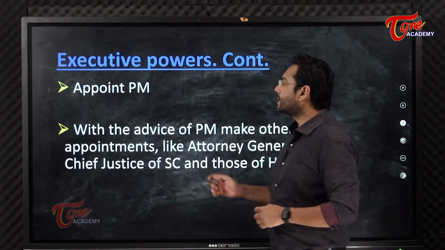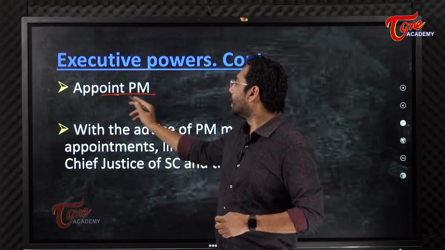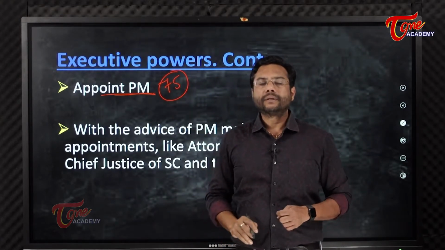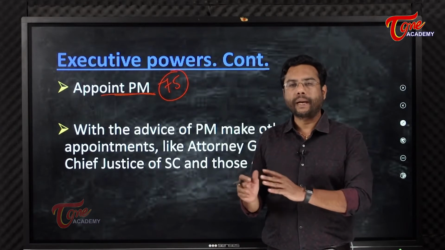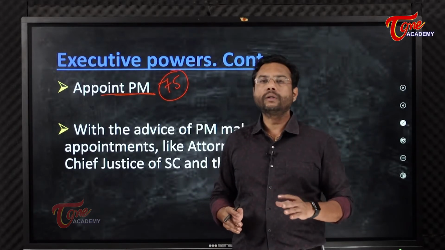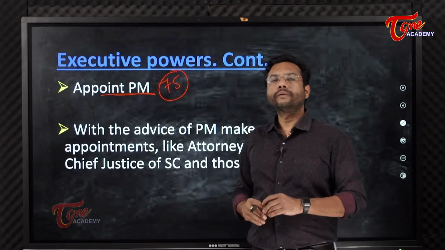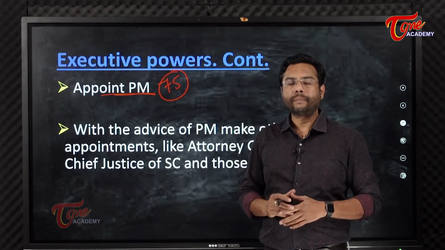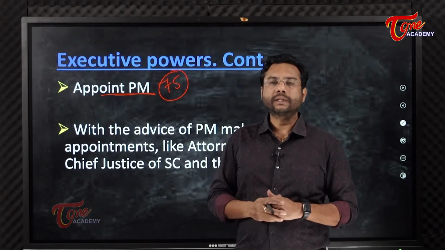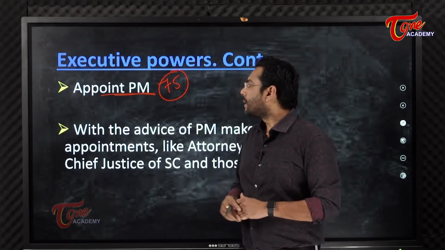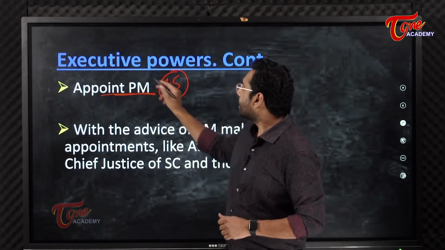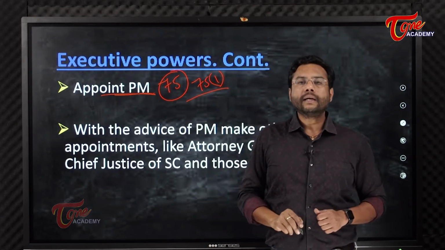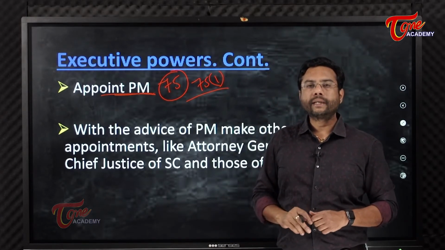So when we say executive powers, appointment of Prime Minister. The Prime Minister is appointed under Article 75. The President will appoint a Prime Minister who is also one among the members of the Parliament. So first the Prime Minister is appointed, then on the recommendation of the Prime Minister, various Council of Ministers are appointed by the President. That is under Article 75, and under Article 75 Clause 1, the Council of Ministers and the Prime Minister are appointed by the President.